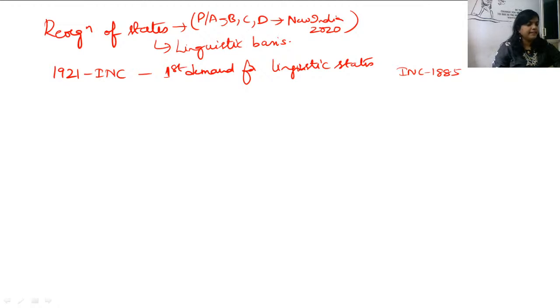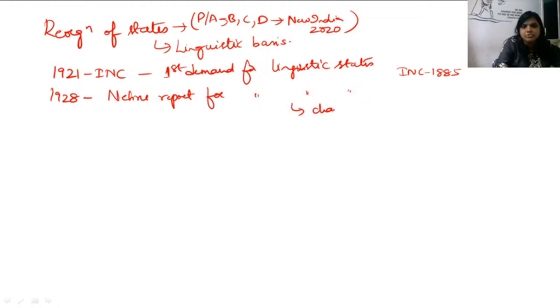Next, 1928, Nehru report. He was also favoring linguistic states. Remember this. And this report was made in challenge to Simon Commission, who was not ready to divide the states. So he proposed that the states need to be reorganized based on language.